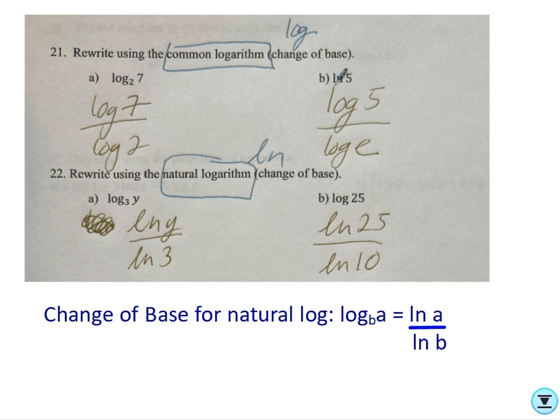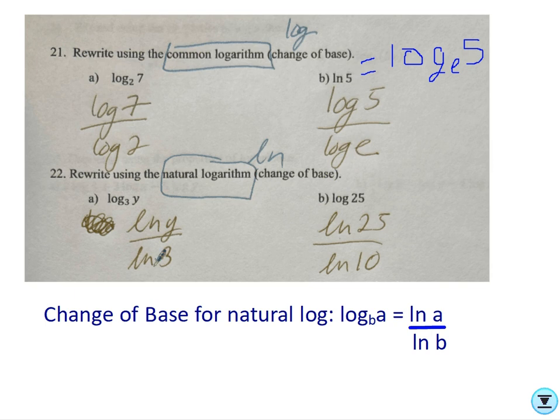Remember, ln is log base e. So this is the same thing as saying log base e of 5. So this is log of 5 divided by log of e. Not log base e, log of the argument e.